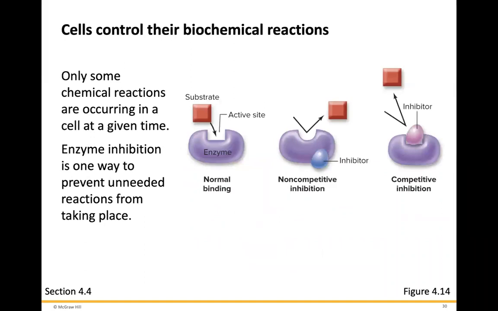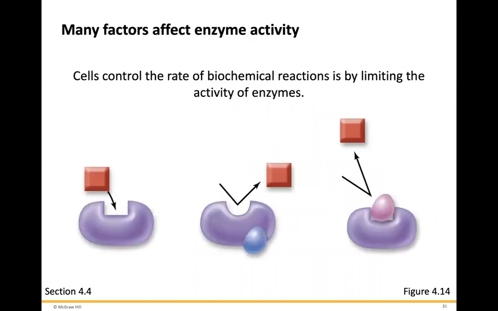Now, cells control their biochemical reactions. Only some chemical reactions are occurring in a cell at a given time. Enzyme inhibition is one way to prevent unneeded reactions from taking place. There are many factors that can affect enzyme activity. Cells control the rate of biochemical reactions by limiting the activity of the enzymes.